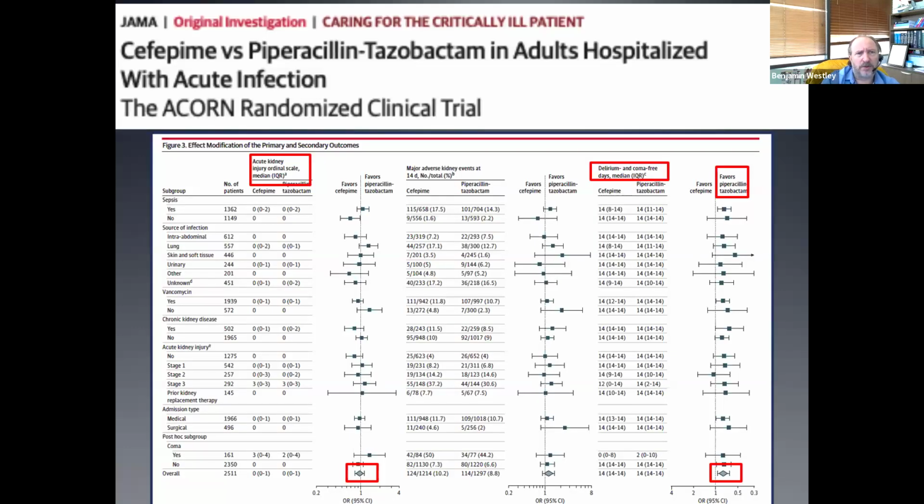So we talked about this trial before, and that's the question of whether to use cefepime or pip/tazo.